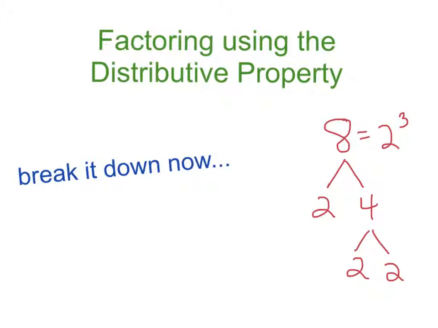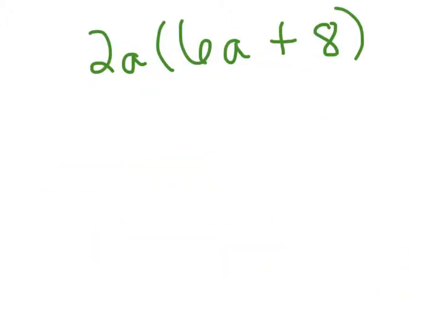If we were to list the factors of 12, we would say 1 and 12, 2 and 6, and 3 and 4, right? Those are factors. Those are numbers that multiply together to get 12. So when we say we're factoring using the distributive property, it means that we are breaking things apart according to multiplication and division.